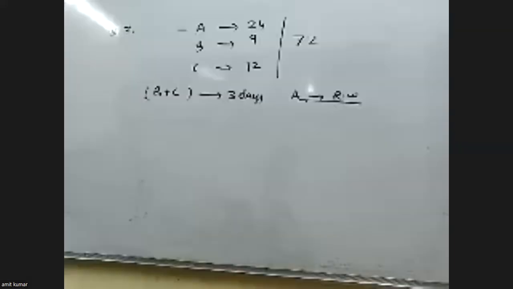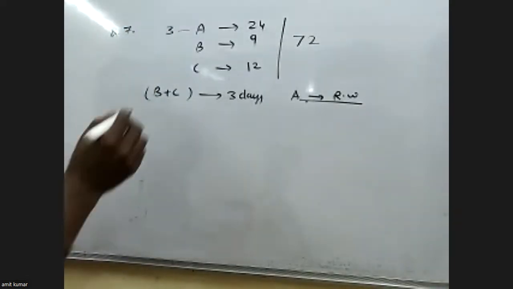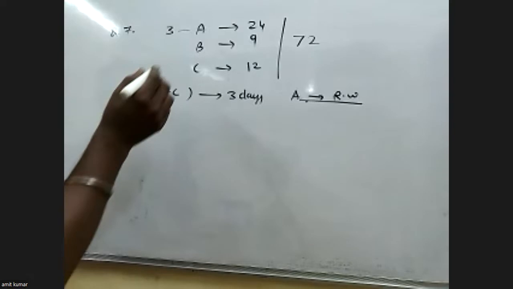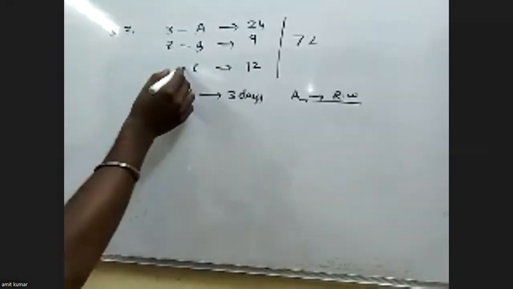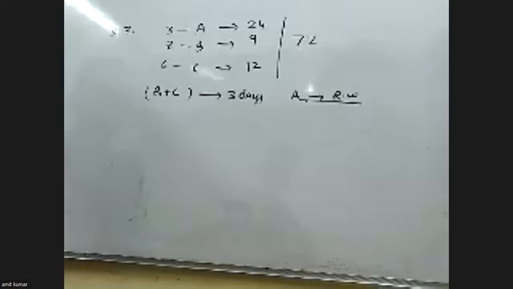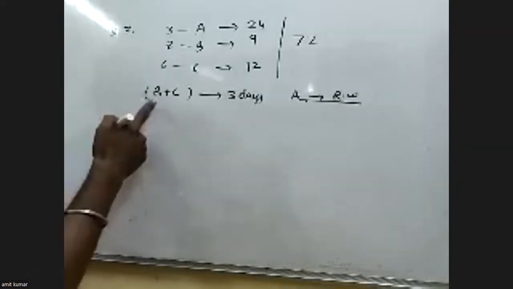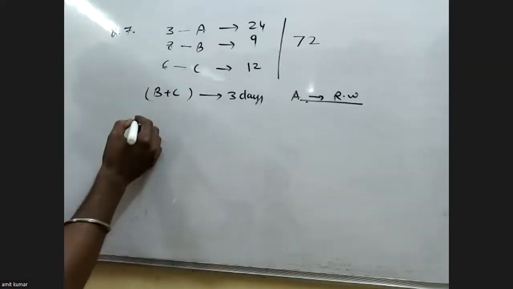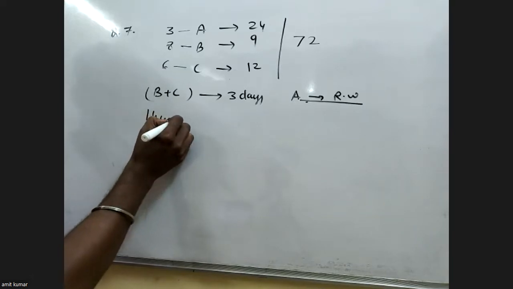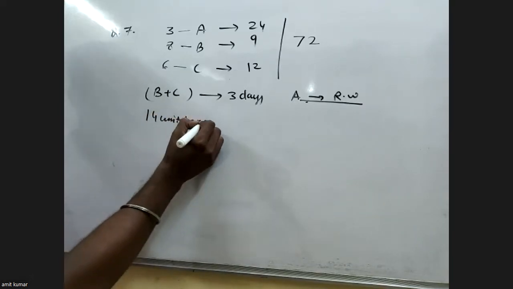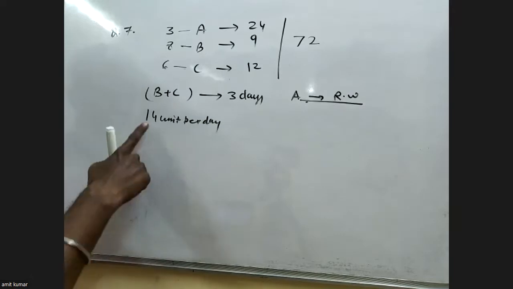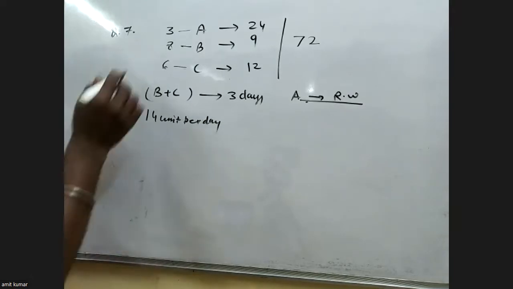A is 1 day's work, 3. B, 8. C, 6. So B plus C start working together. So they will make 14 units per day. Within a day, they will be making 14 units, 8 plus 6, that is 14.